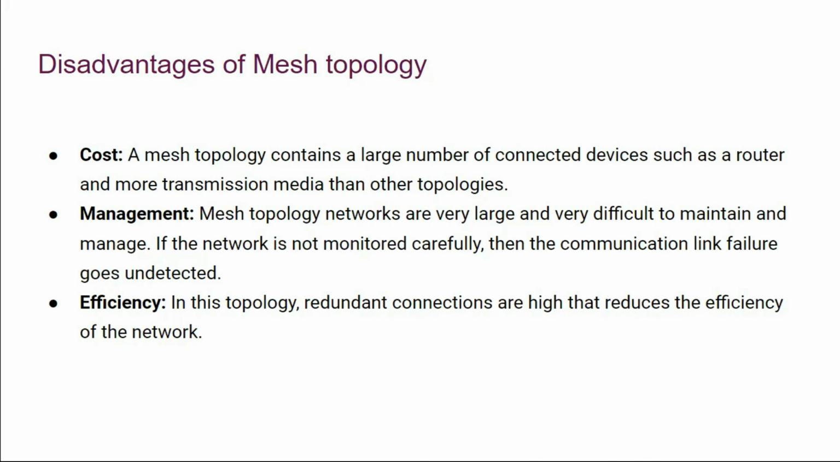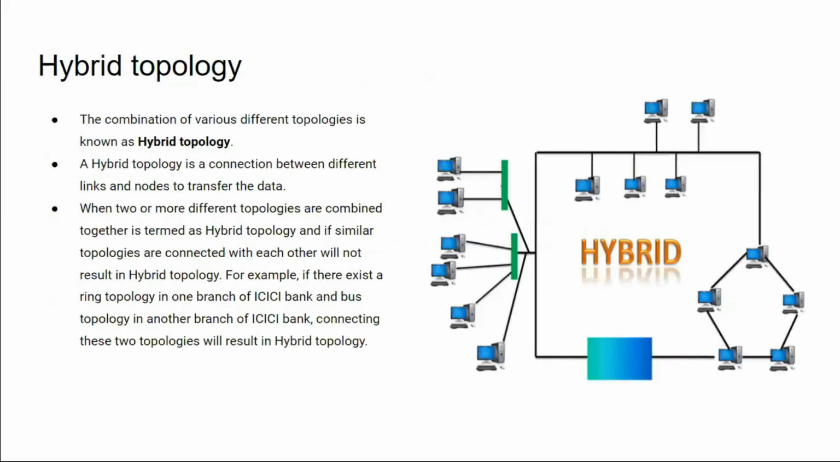And efficiency, that is also a disadvantage, like when we have redundant connections, we cannot assure the efficiency. Sometimes the router may fail. We will go with the fastest path, which is a very long cable. So that kind of efficiency issues we will also get.